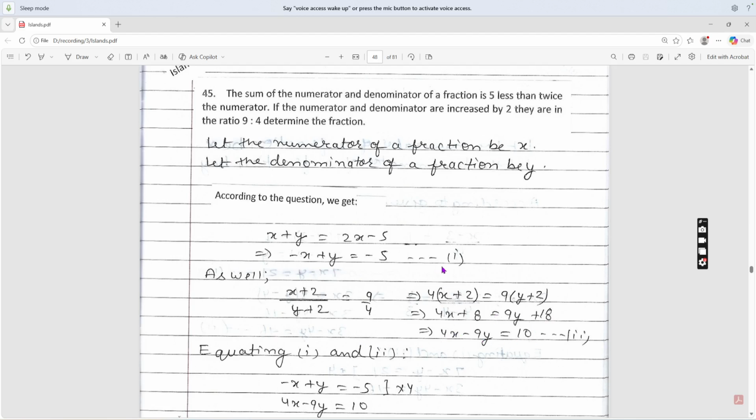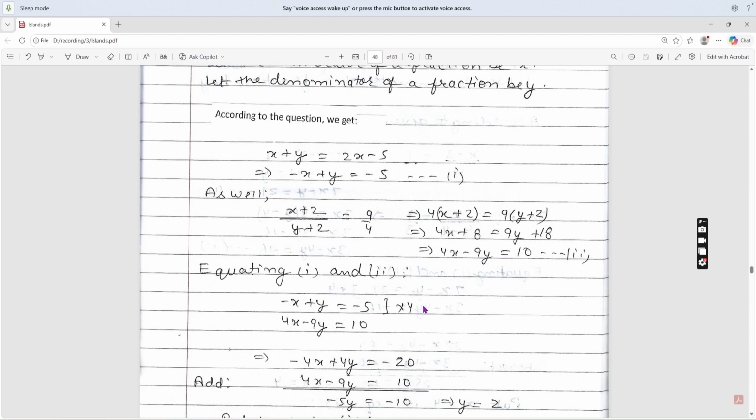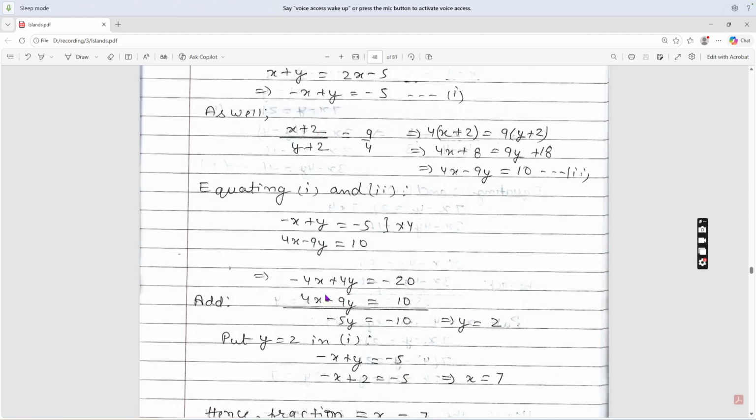So now we are going to equate equation 1 and equation 2. Equation 1 is minus x plus y is equal to minus 5, and equation 2 is 4x minus 9y is equal to 10. Now we are going to multiply the first equation by 4 in order to make the coefficient of x equal. It is minus 4x plus 4y is equal to minus 20. And here it is 4x minus 9y is equal to 10. Now see, both the signs are opposite, so we are going to add. Minus 4x plus 4x is equal to 0. Plus 4y minus 9y is equal to minus 5y. Minus 20 plus 10 is equal to minus 10. So y is equal to minus 10 upon minus 5, that is equal to plus 2.